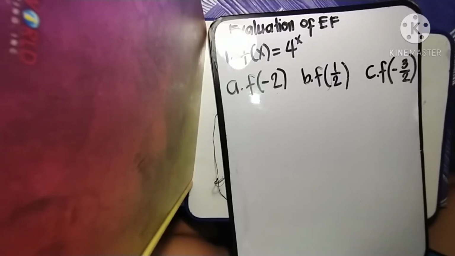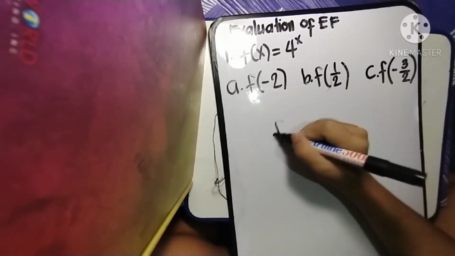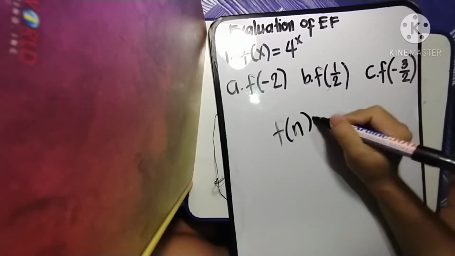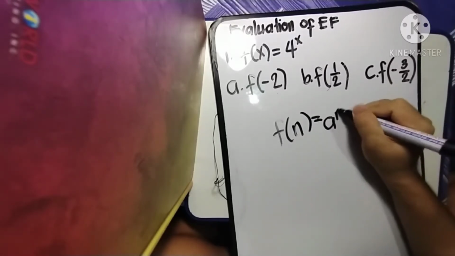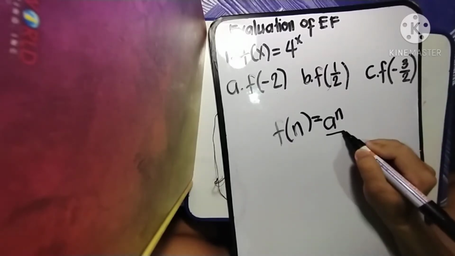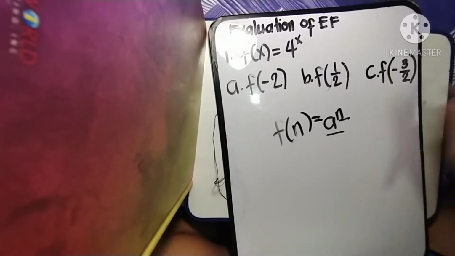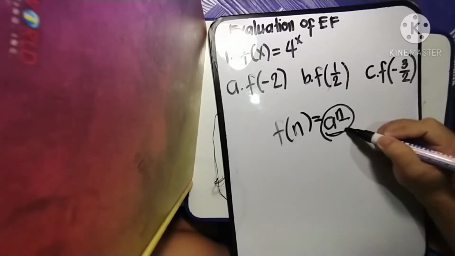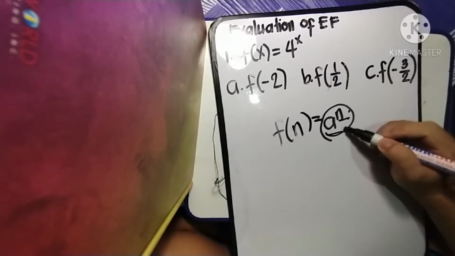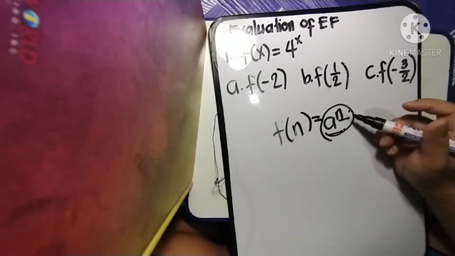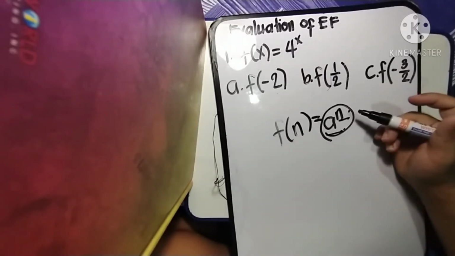Now, from the previous discussion, an exponential function is defined as a function expressed in the form f of n is equal to a to the power of n, where a is our base and n is considered as our exponent. A to the power of n is an exponential expression that represents the nth power of a. In evaluating an exponential function, there are different laws of exponents that can be applied.